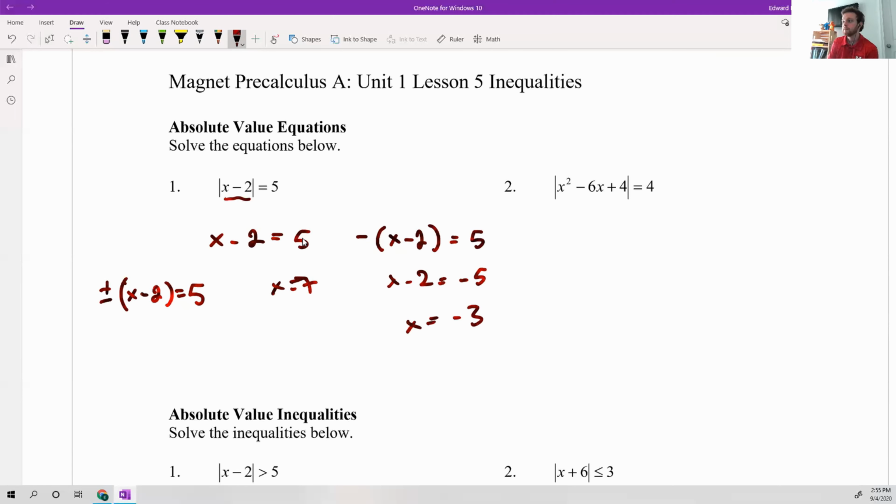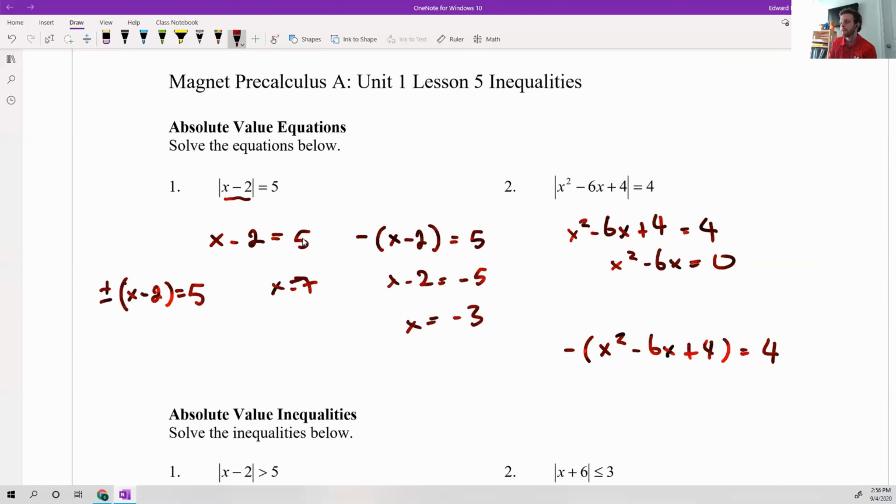All right, over here, we need x squared minus 6x plus 4 to be 4. But we can look at when the opposite of x squared minus 6x plus 4 is equal to 4. Those are going to be our solutions for this absolute value equality. All right, so now we just need to do this. If we subtract 4, we get x squared minus 6x is equal to 0, factor, and we get x equals 0 and x equals 6.